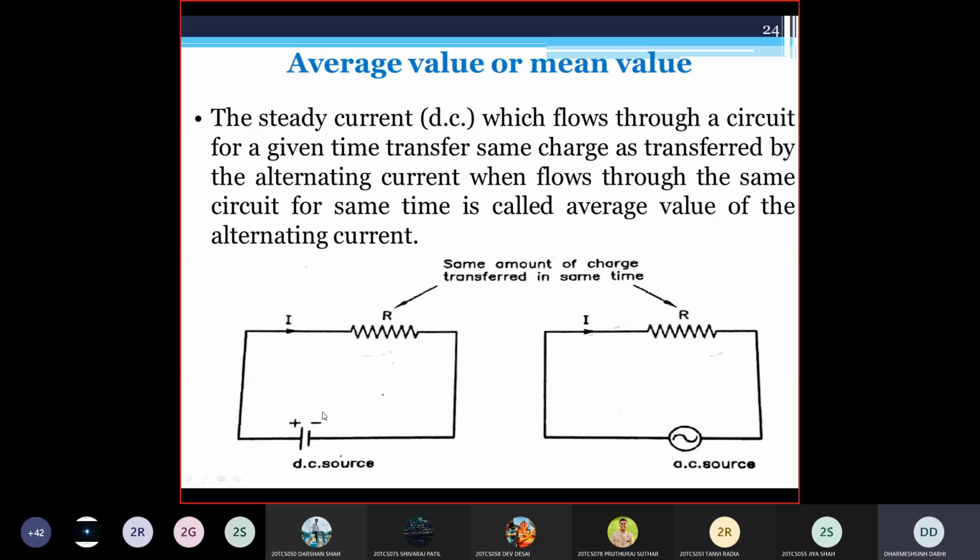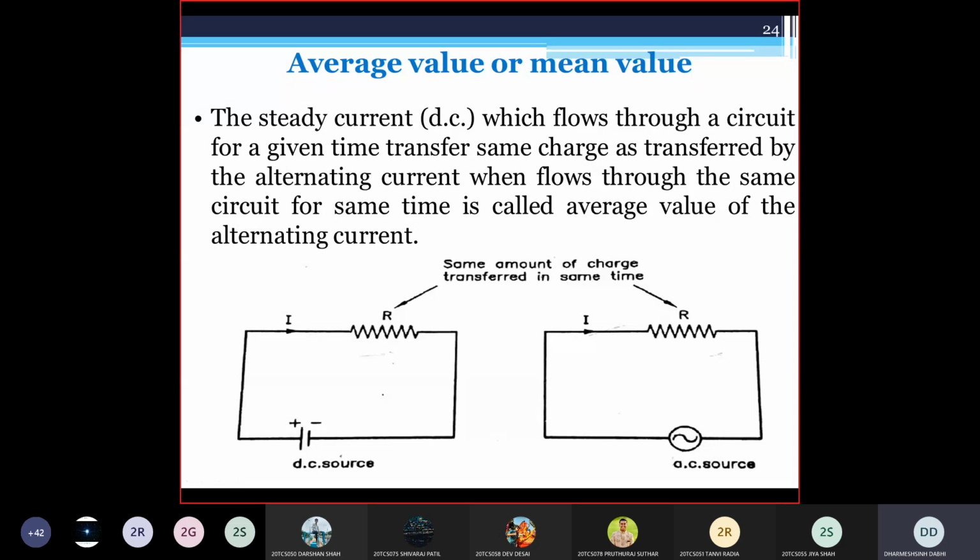So if you understand graphically, suppose this is a DC circuit, there is a resistance. Here we have an AC source with the same circuit, it means we have the same value of resistance. So whatever amount of charge is supplied by this DC source to this resistance, if the same amount of charge is provided by this AC source to this resistance for the same time period, then that alternating quantity is called the average value of the alternating quantity. Clear? All of you? Definition of average value or mean value.